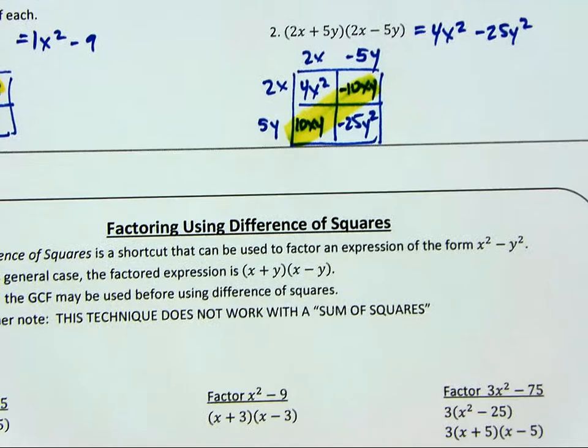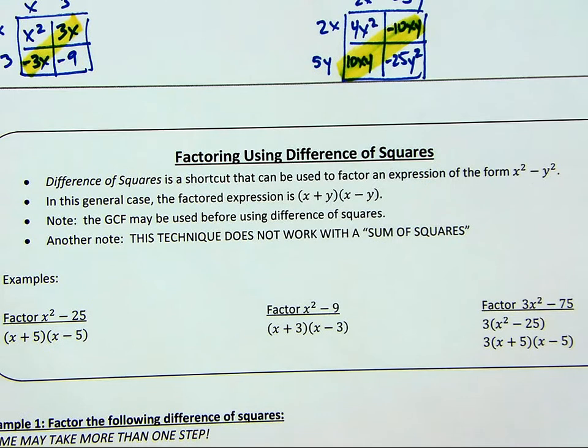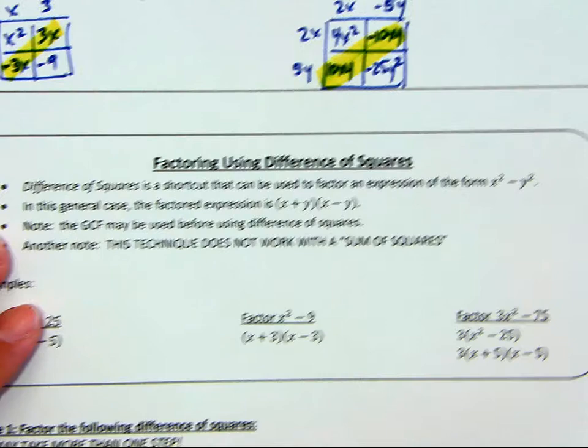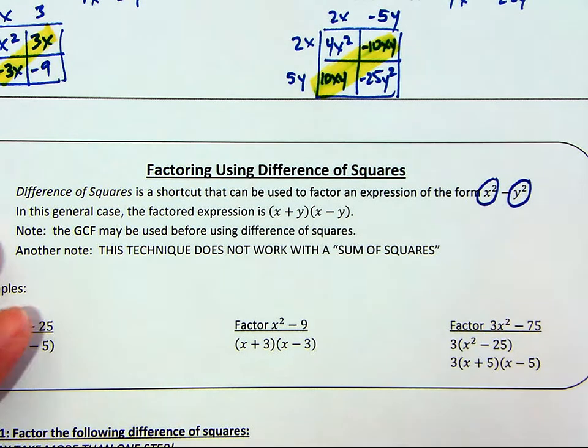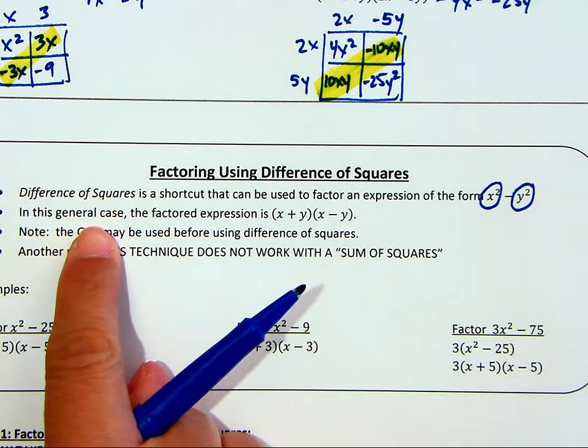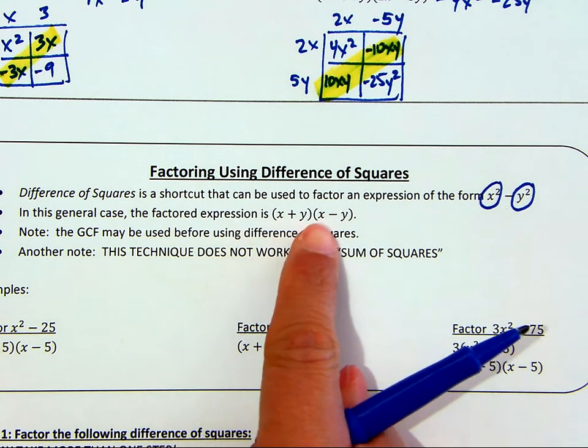Okay, so let's read through this. Difference of squares is a shortcut that can be used to factor an expression of the form x squared minus y squared. If you notice that the first term and the last term are perfect squares, either the variable is a power that's a perfect square or the coefficient is a number that's a perfect square, you can use this shortcut. In this general case, the factored expression is going to be (x plus y)(x minus y).